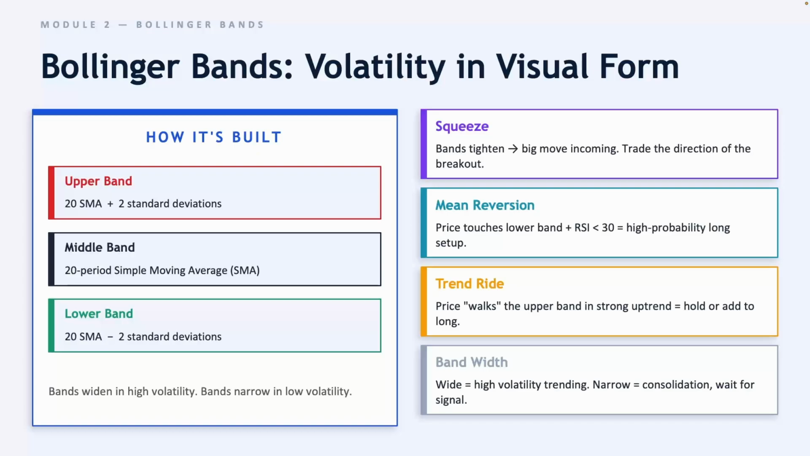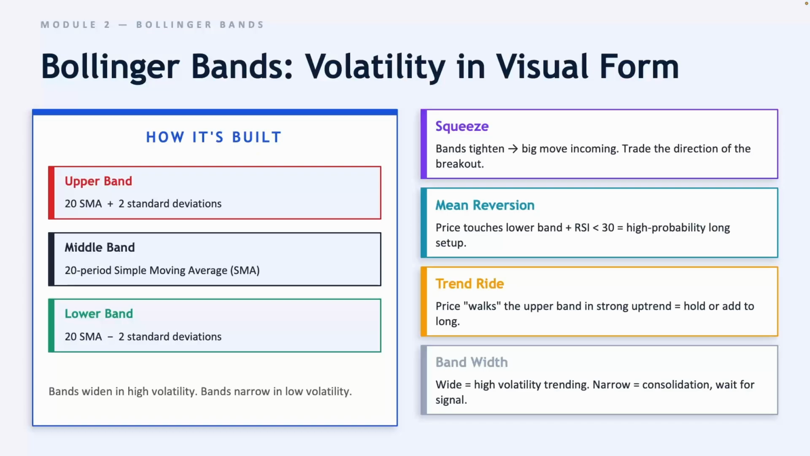This gives you two types of signals. First, a squeeze. When the bands get very tight, it often means a big move is coming. Second, a breakout. When the price touches or breaks through the upper band, it can signal strong momentum. And when it touches the lower band in an uptrend, it can be a buying opportunity.